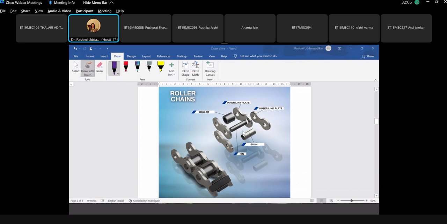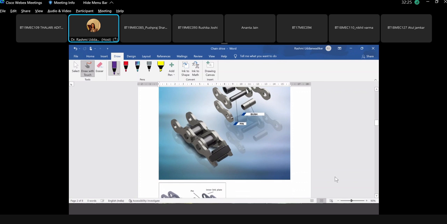In case of a bush chain, the roller is replaced with a bush. So this is simply a soft bush, which makes it a bush chain. We are going to discuss in detail only this roller chain. These link plates are made of alloy steel, normally a chrome steel, an alloy of chrome, and this is normally obtained by stamping.